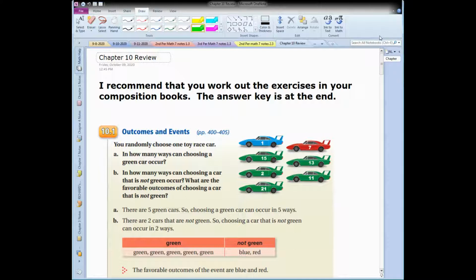This is your Chapter 10 review, and I recommend that you work out the exercises that you'll see below in your composition books. It gives you some extra practice before you take the test. I'll stop the video at the answer key so you can see the answers to the exercises. So let's get started.